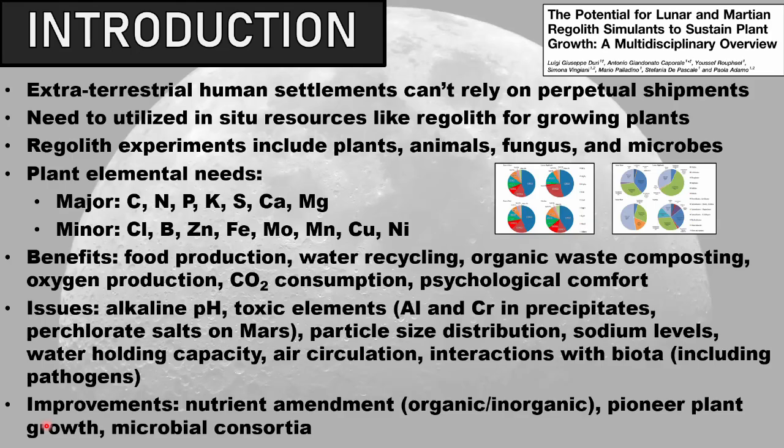So the take-home point is you can't just use regolith straight to reliably grow plants. You're going to need to have some sort of improvement. Nutrient amendments to take care of the low nutrients, either organic or inorganic. Even doing things like pioneer plant growth, so growing plants that you don't care about harvesting, but you want them to prepare the soil for the crops later, or even dealing with the microbial or other microorganism consortium in the regolith to essentially go from regolith to something closer to a living soil.